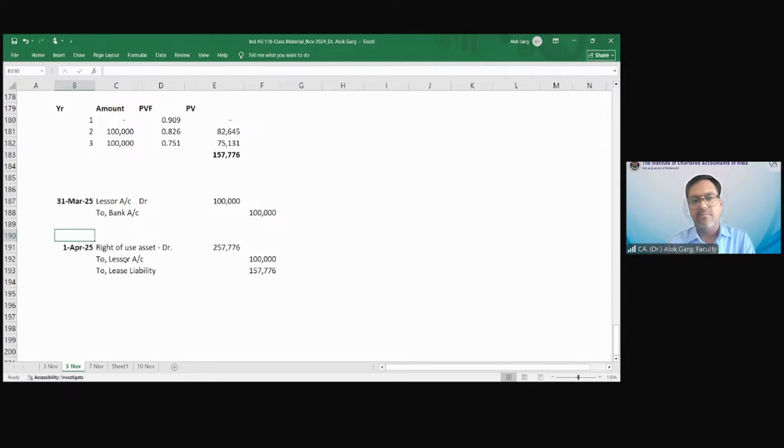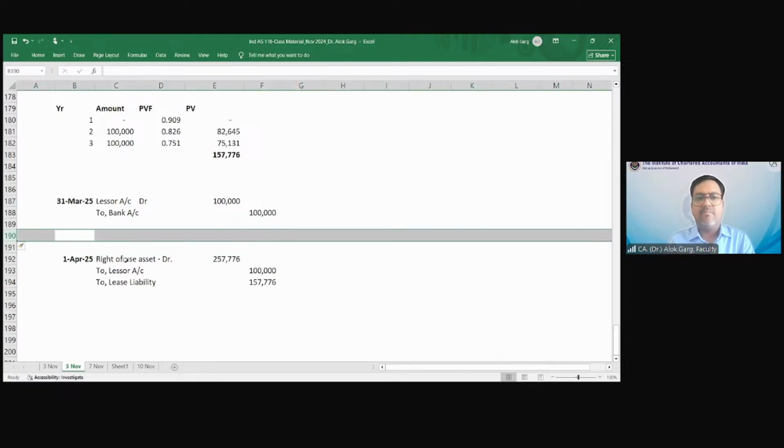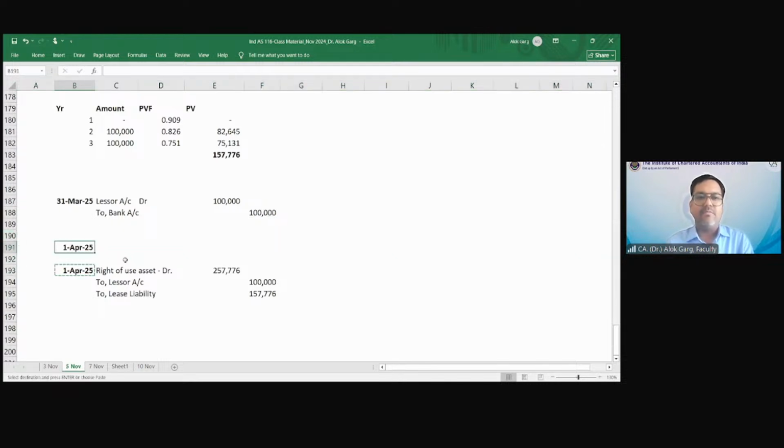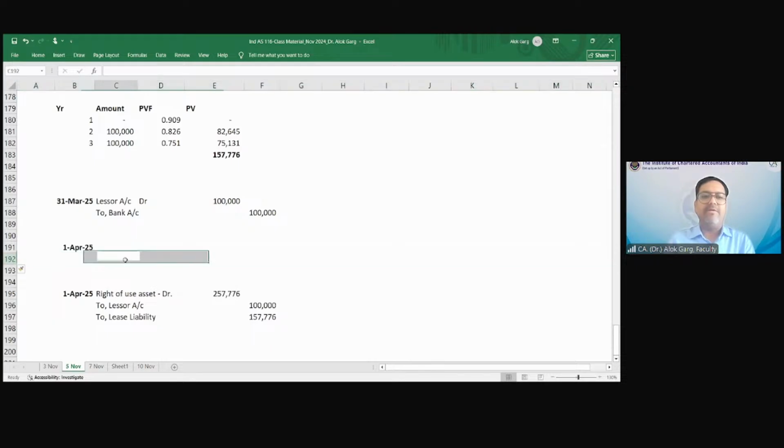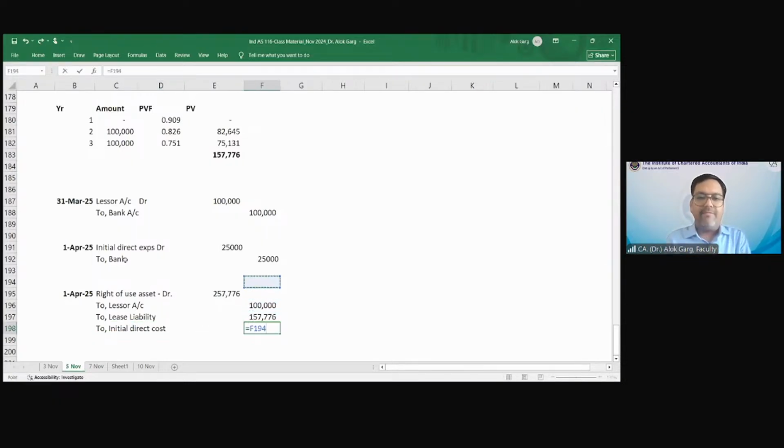Sir, we need to credit bank account by 25,000 and increase the right of use account by 25,000. Yes. So what is the accounting entry? Initial direct cost debit to bank. To bank by what amount? 25,000. And then what will you do? To initial direct cost, 25,000. Now your right of use asset will be increased by initial direct cost also.